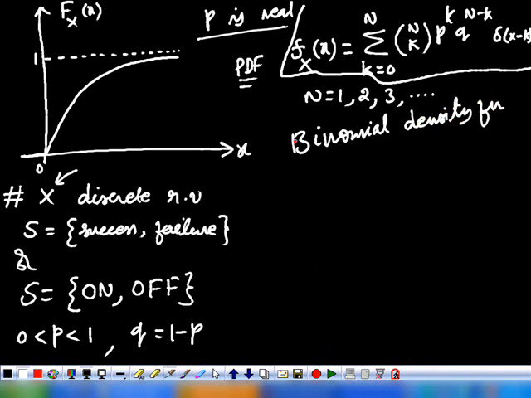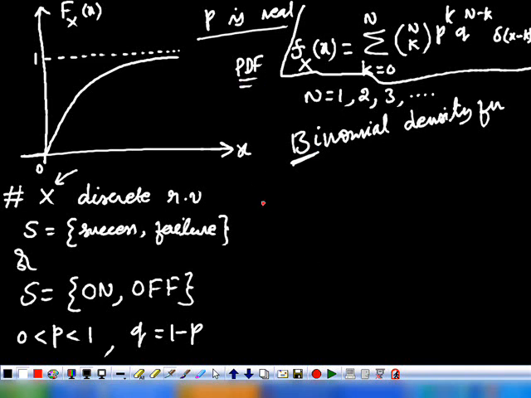So why that name bi? Because in the experiment that we consider, there are only two possibilities, on or off, or success or failure. That's why the name binomial. Is it clear to you?